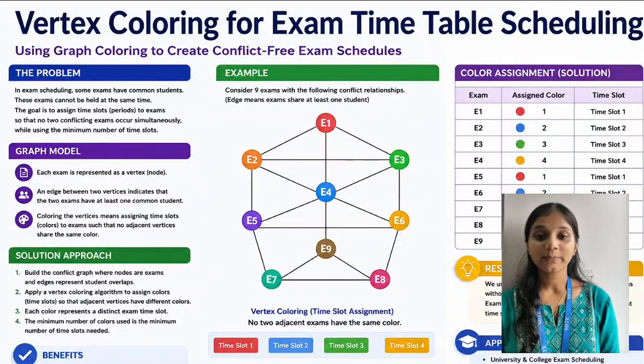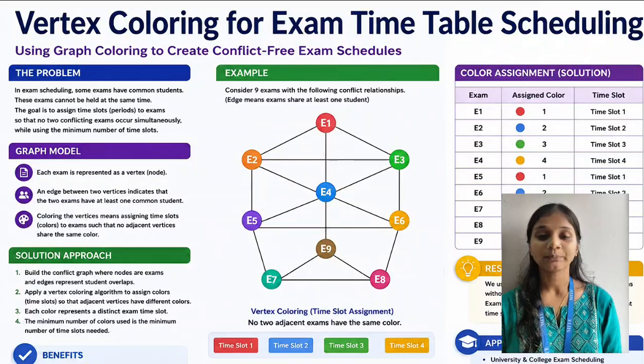Hello everyone, today we are presenting our mini project on vertex coloring for exam timetable scheduling. In college, many students take multiple subjects while creating an exam timetable. We must ensure that two subjects having common students are not scheduled at the same time. To solve this problem, we use a concept from graph theory called vertex coloring.